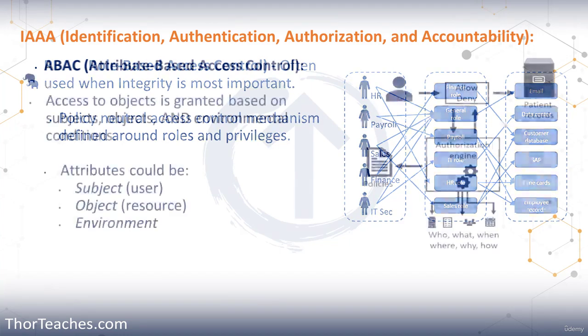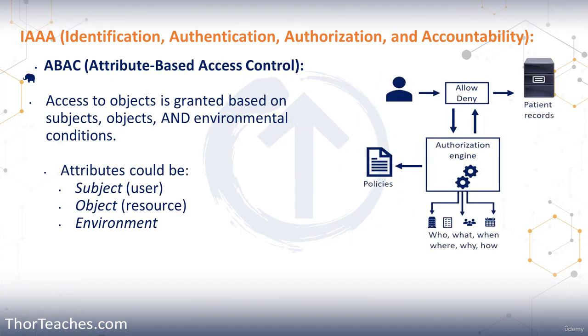And then as the last major model, we have attribute-based access control. Similar to role-based, but it also has attributes. And this is most likely what we're moving towards. It's much more granular compared to role-based access control because here we have the subjects and the objects, but we also have the environmental conditions.